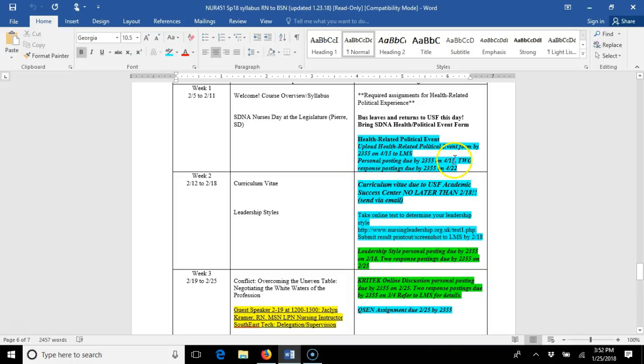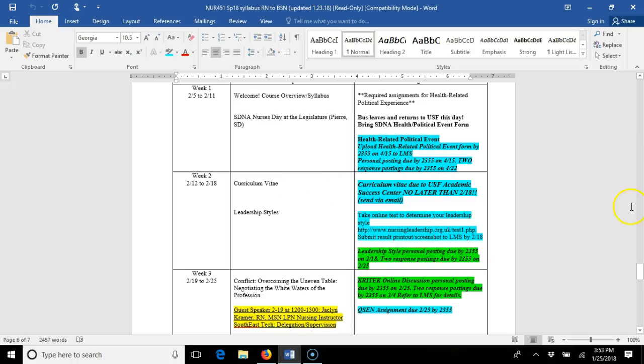Please be aware that this isn't due until April. You can do this early. If you're coming on this bus on the first day, by all means, you can hammer it out and get it done quickly. But there is a window here for those people that are unable to go on this ride with us and go to Nurses Day on the Hill. But you still will need to do a personal posting due on this date, and then 2 responses due, of course, on this date.